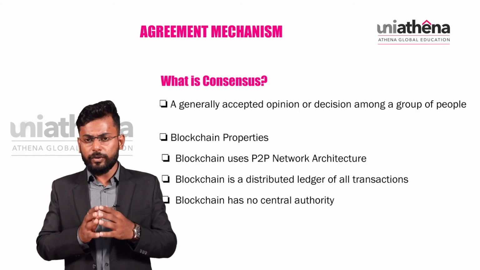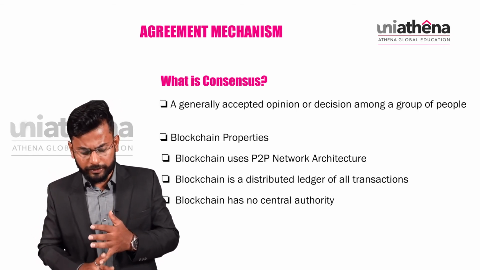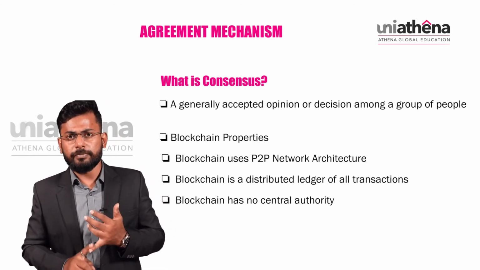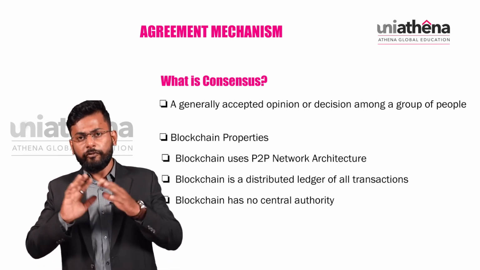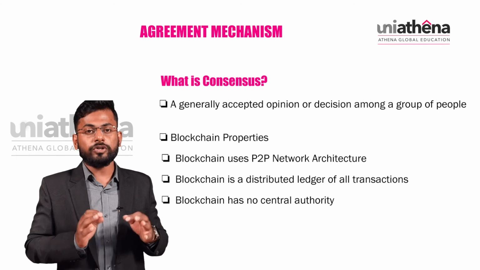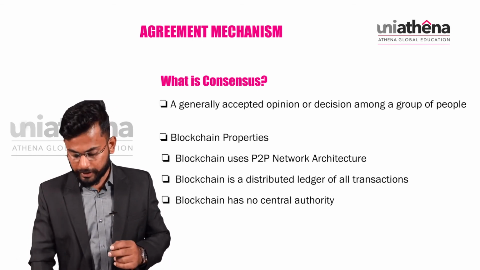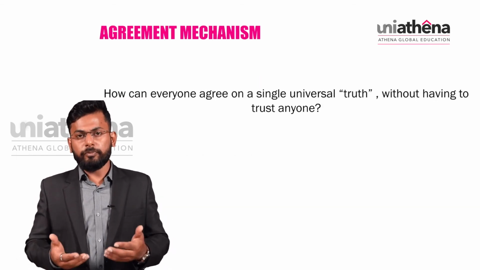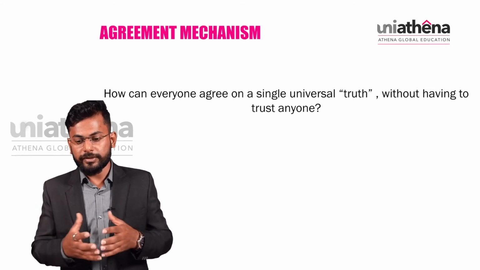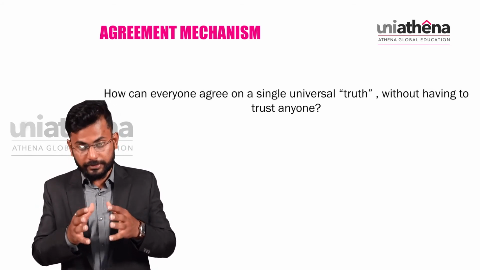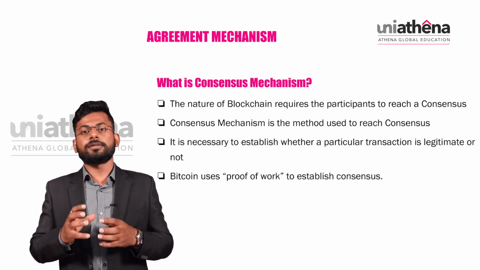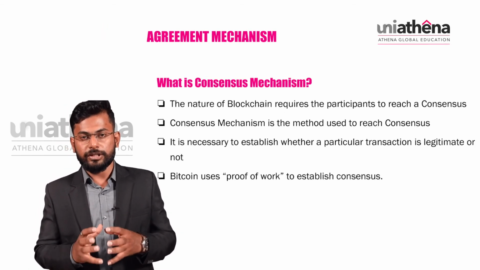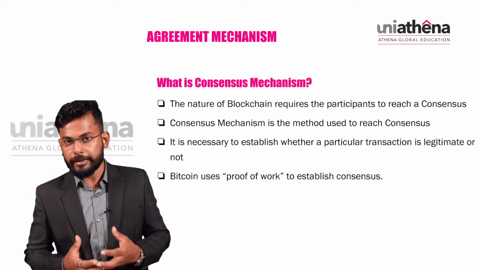So let us revise the properties of blockchain once again. Blockchain uses a peer-to-peer network architecture. Blockchain is a distributed ledger of all transactions. Blockchain has no central authority. So the point here is, how can everyone trust what is a single universal truth? How do you trust that this is the truth? To do so, some kind of consensus mechanism needs to be in place. That is why it is called an agreement mechanism.